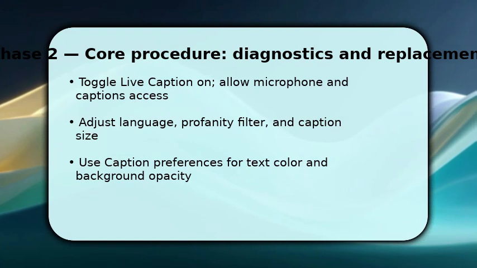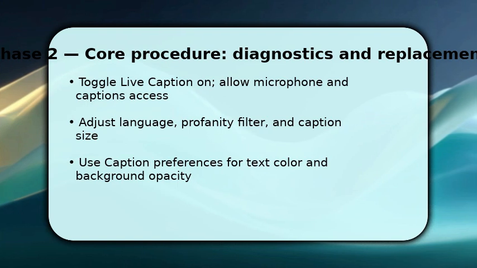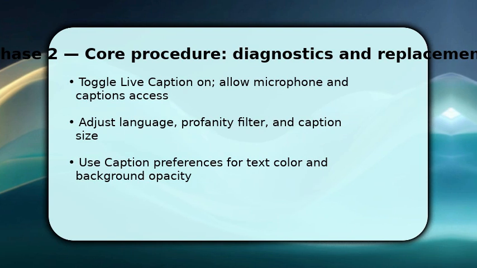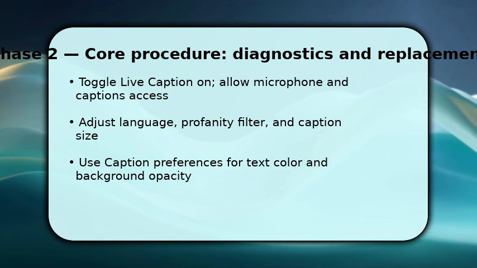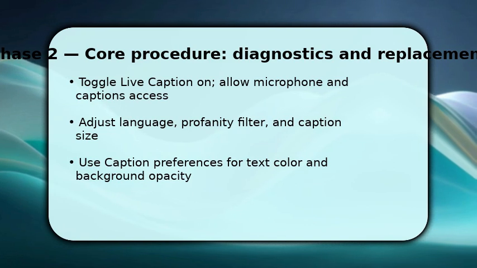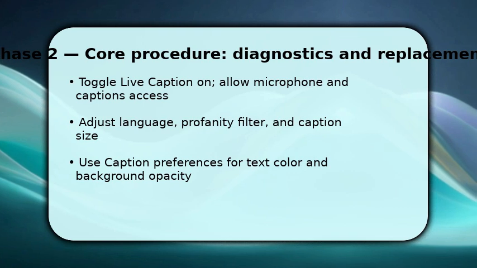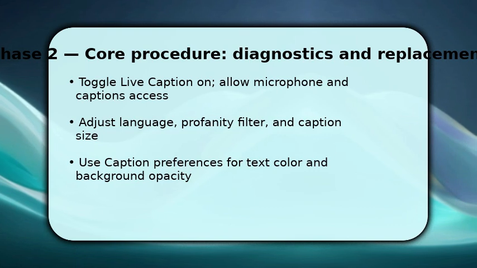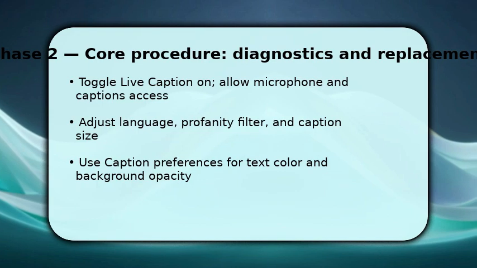Next, tap Live Caption and toggle it on. You'll be asked to grant microphone and caption permissions. Allow them so the system can process audio locally. Once enabled, customize language and the profanity filter to match your needs. You can also adjust caption size for readability and pick text color plus background opacity so captions contrast with content. Make sure to test with a short video. If captions lag, try lowering processing settings or restart the media app to force recalibration.